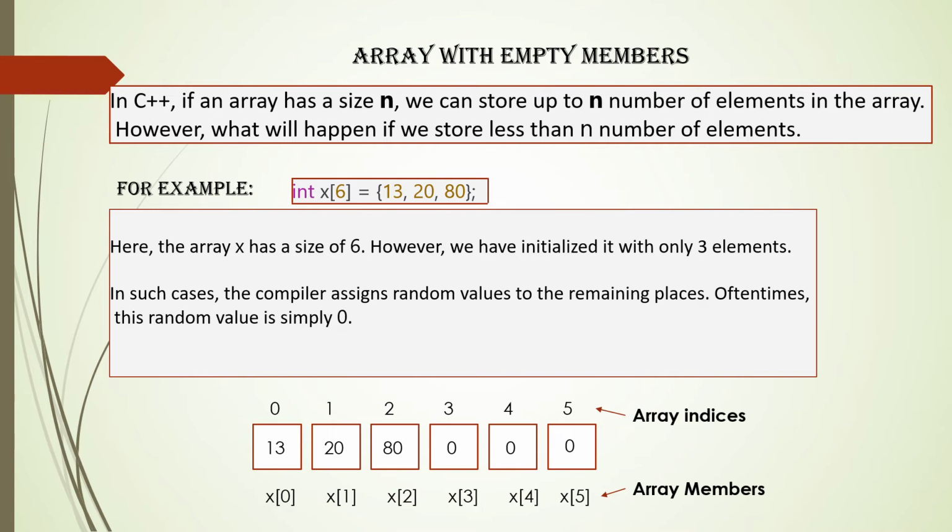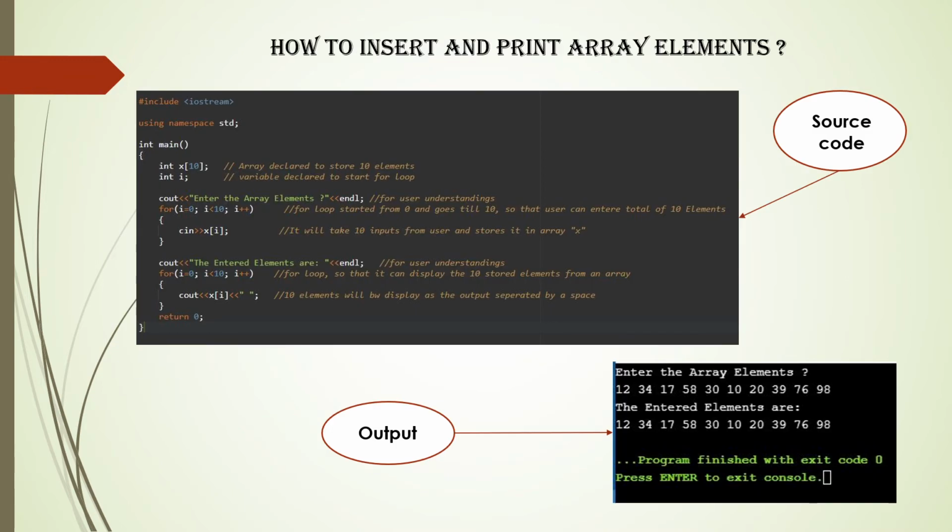Till here, we have only learned to assign a value to the array. Now, how can we insert a particular value into the array, that is, how can the user enter a value of his own choice? So here is a simple program which shows how to insert and print the array elements. Let us consider the source code here.